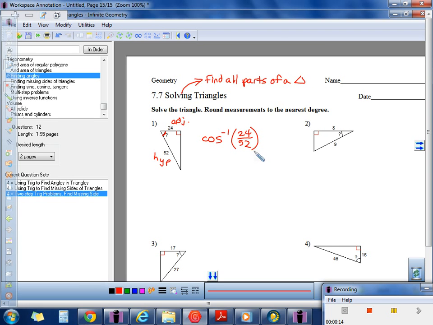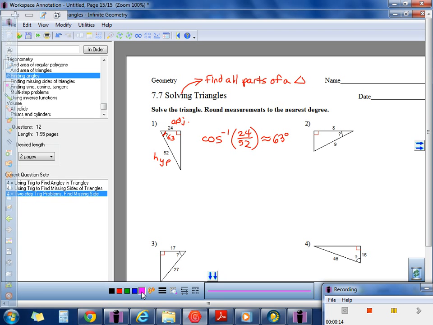You type that in your calculator, round it to the nearest degree, 63, and that's approximately 63 degrees. If you round, it's approximately equal to. So now I can write that little angle in there. So remember, solving means finding all parts. Right now, do we know all the parts on this triangle? No. We're missing another angle, and we're missing another side.